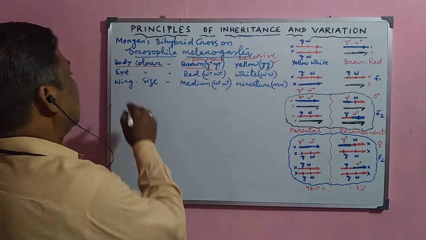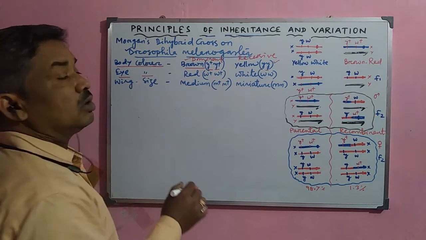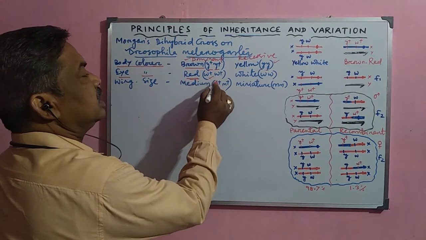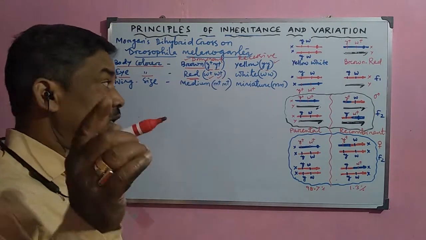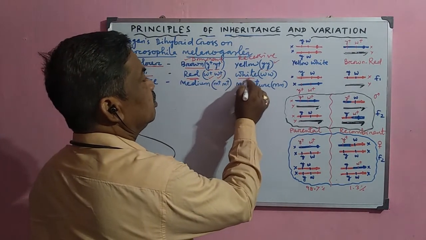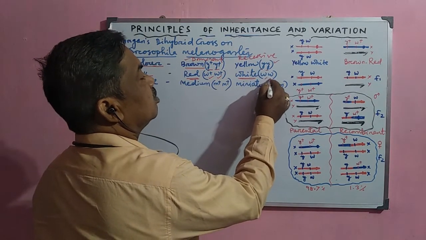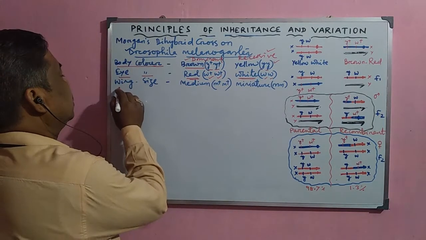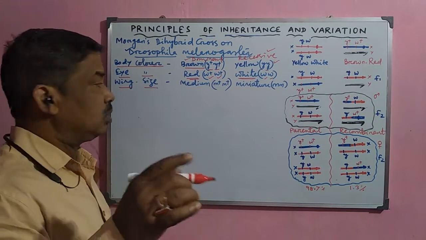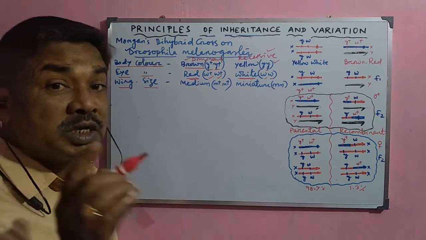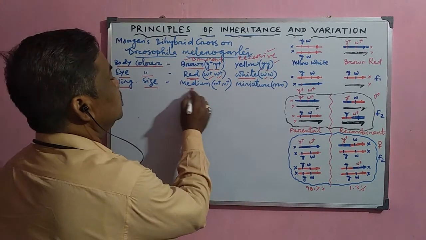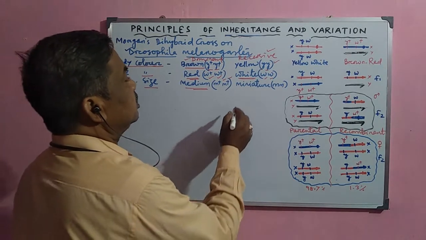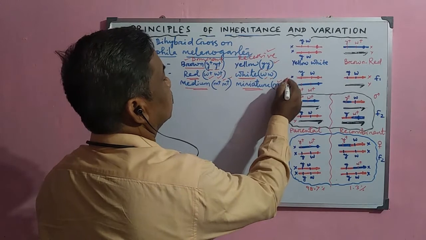Now the eye color of the Drosophila is of two distinct types. One is the red eye color, taken as the genotype W+W+, and the white eye color is taken as small w, and it is the recessive type. The next important character observed from outside is the wing size. Sometimes the wing size is medium, that is M+, and the miniature wing size is called small m.